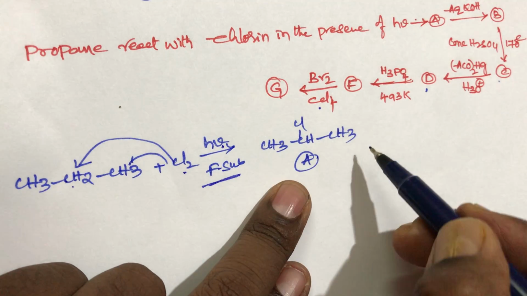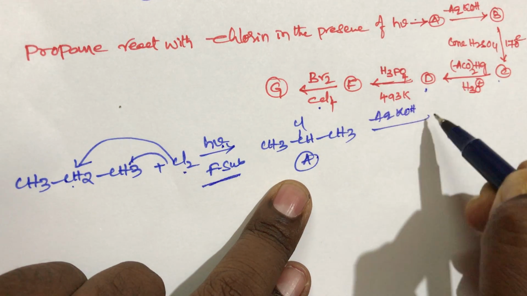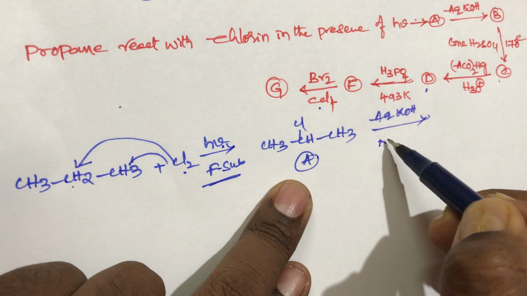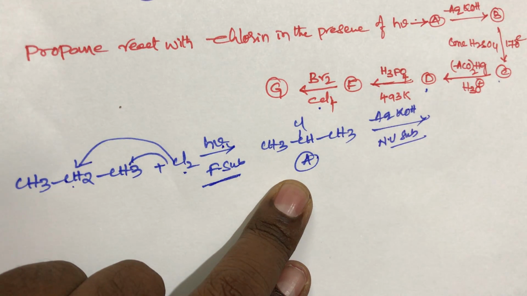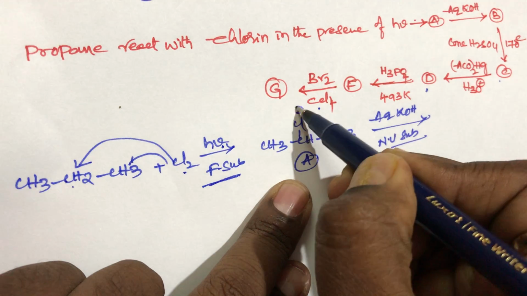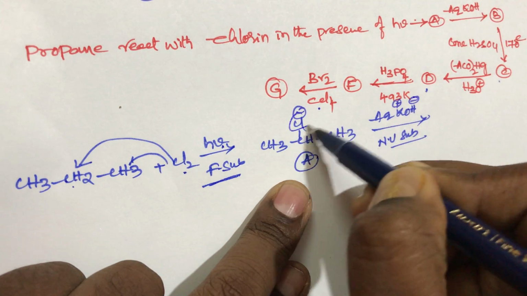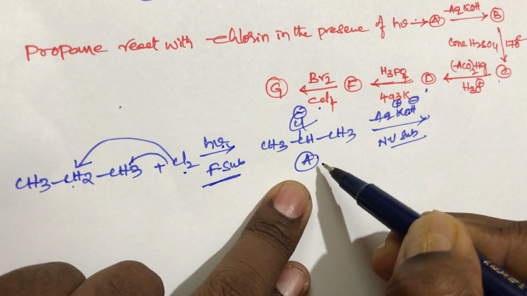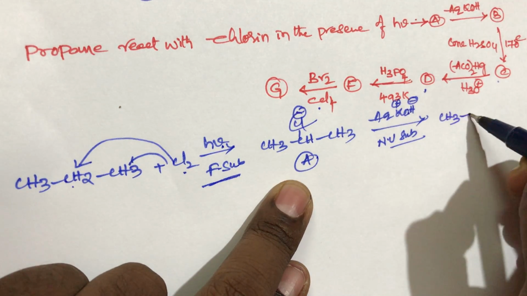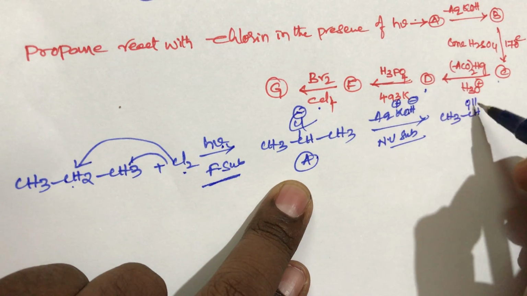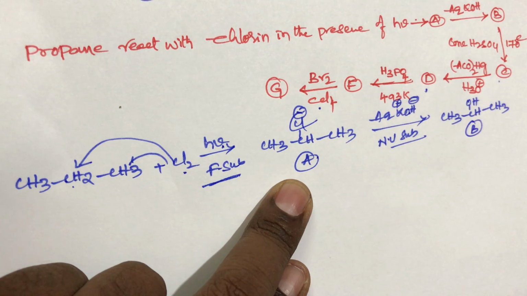This is A compound. When A compound reacts with aqueous KOH, it belongs to nucleophilic substitution reaction. Why? Because OH minus is the nucleophile, with K plus and OH minus. This Cl minus is replaced by OH minus, so it belongs to nucleophilic substitution reaction. We get the product CH3 CHOH CH3. This is the B compound, that is 2-propanol.